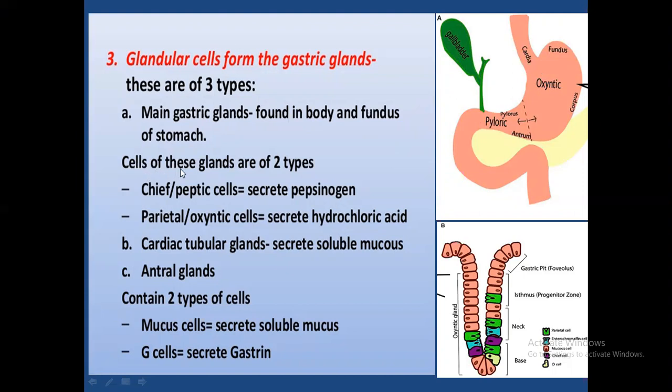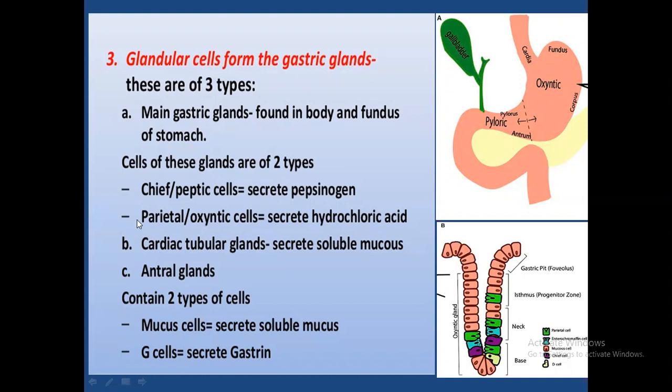These gastric glands consist of two types of cells. What are the two types of cells? One is chief or peptic cells. Chief cells are peptic cells. This is a very important point. You have to understand very clearly here. Chief cells are peptic cells. They are producing the substance that is called pepsinogen. Pepsinogen is produced by the peptic cells or chief cells.